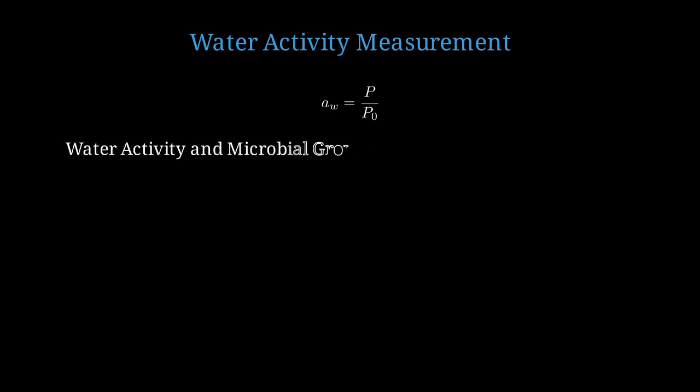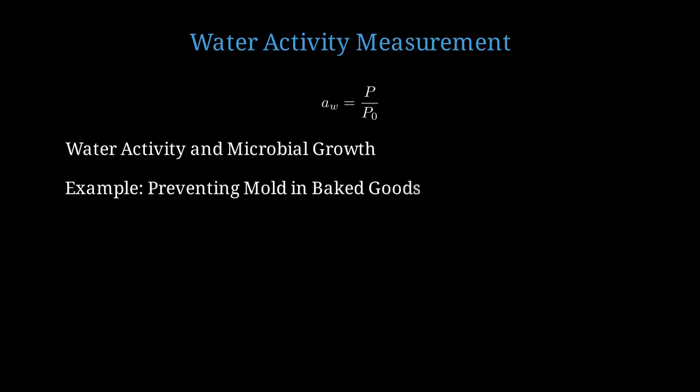Most bacteria need water activity above 0.9. Molds can grow at 0.8. Below 0.6, almost no microbial growth occurs. Bread has water activity around 0.95, supporting mold growth. Adding humectants like glycerol reduces water activity to 0.85, significantly extending shelf life.